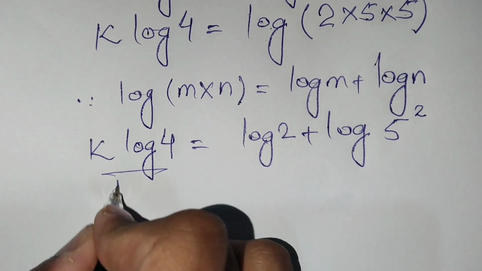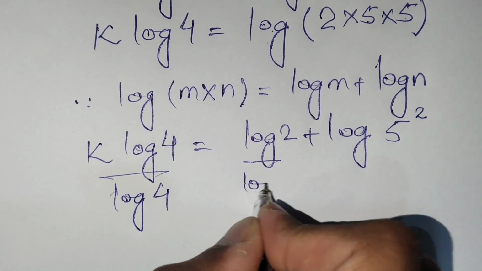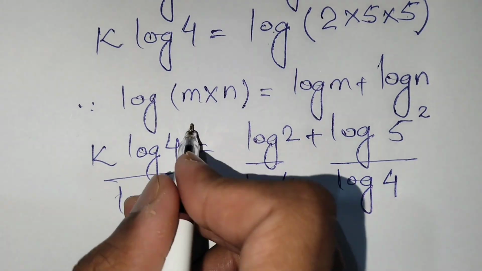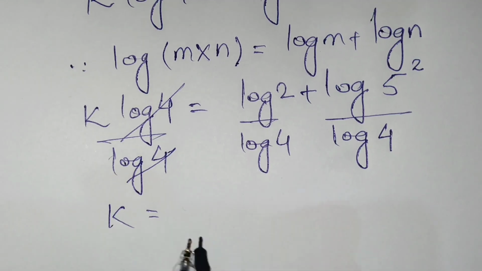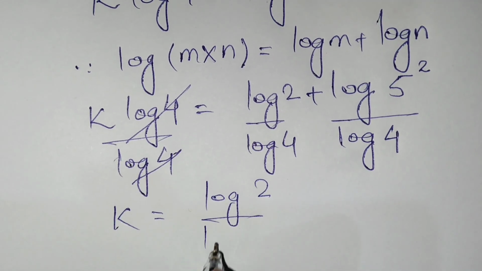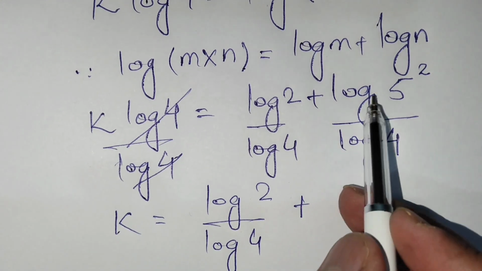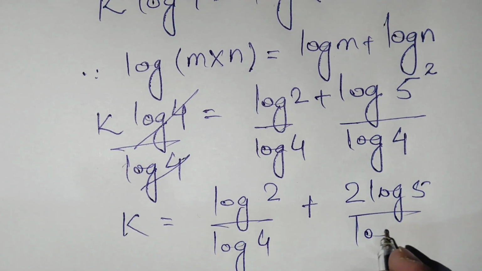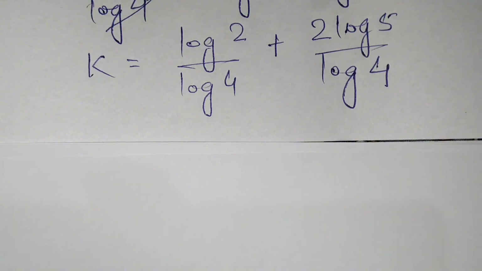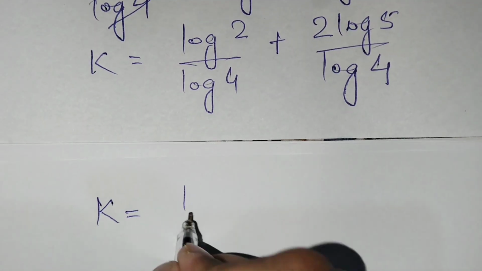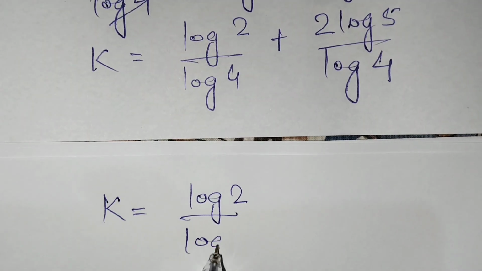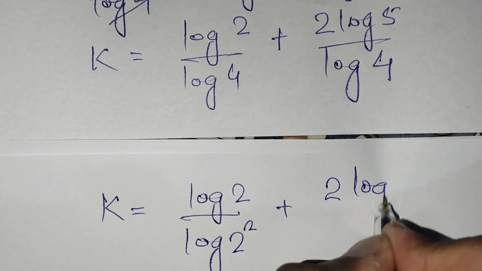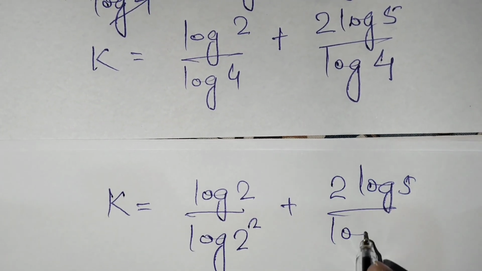Divide both sides of the equation by log 4. Log 4 cancels with log 4. K equals log of 2 divided by log of 4, plus, applying the power rule here, 2 times log of 5 divided by log of 4. Log of 2 divided by log of 4 can be written with 4 as 2 squared, plus 2 times log of 5 divided by log of 2 squared.